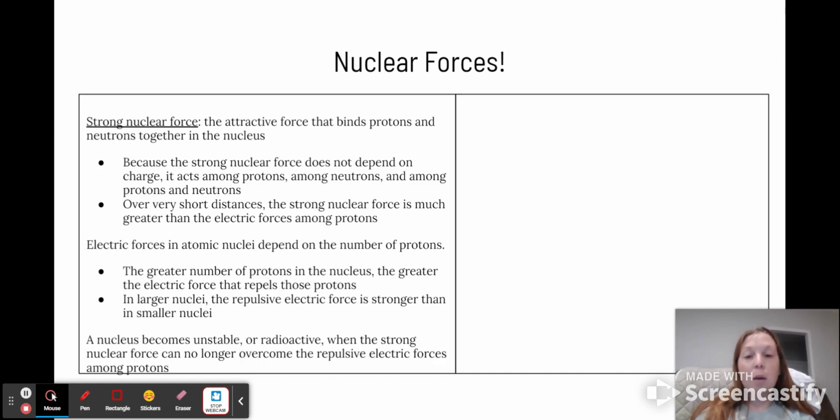The nucleus will become unstable as it gets larger and larger, and that tends to make it radioactive, which means when your strong nuclear force cannot overcome the repulsive electric forces among the protons. So the protons and the neutron nuclear force is weaker than the repulsive force, and that's what tends to make these nuclei break apart.